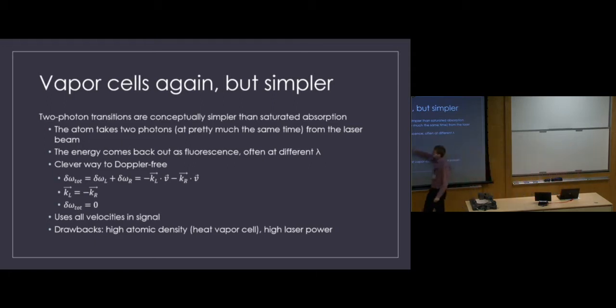In this case, you need the 2 photons to just add up to the total energy that it takes to make the transition, and since the k-vectors are reversed, the shift is 0. And actually, this is better than saturated absorption because for saturated absorption, only those atoms who happened to be crossing the laser beam perpendicular could participate in the signal. For a 2-photon transition, all velocities of atoms can participate. So we can get very large signals.